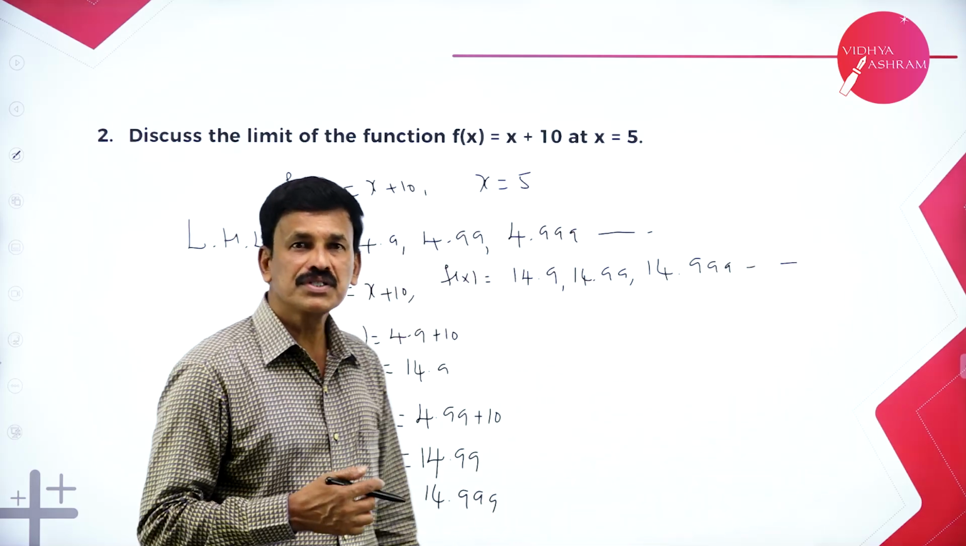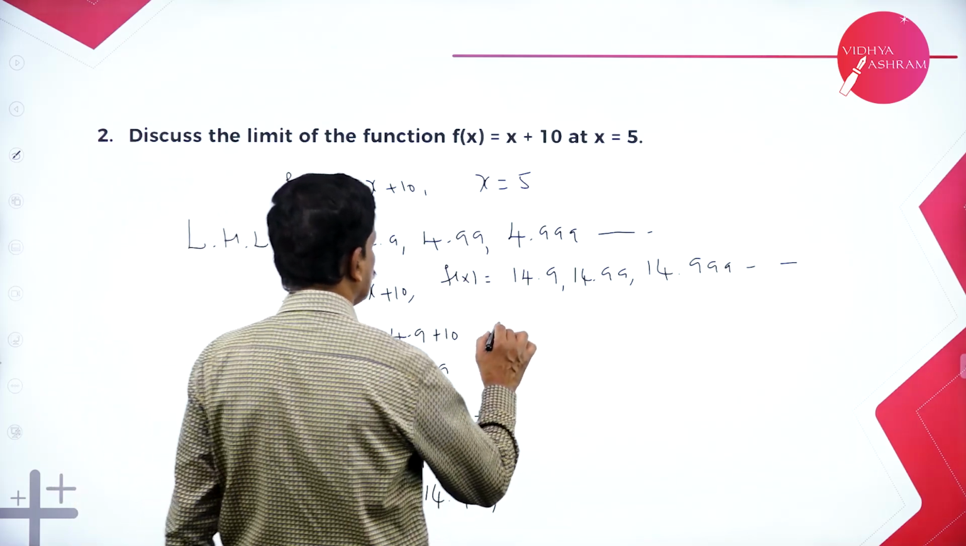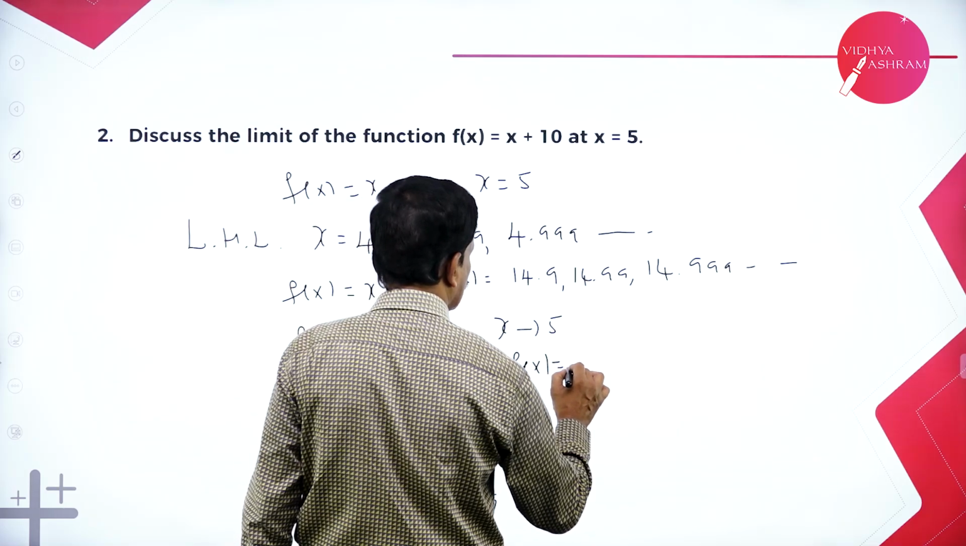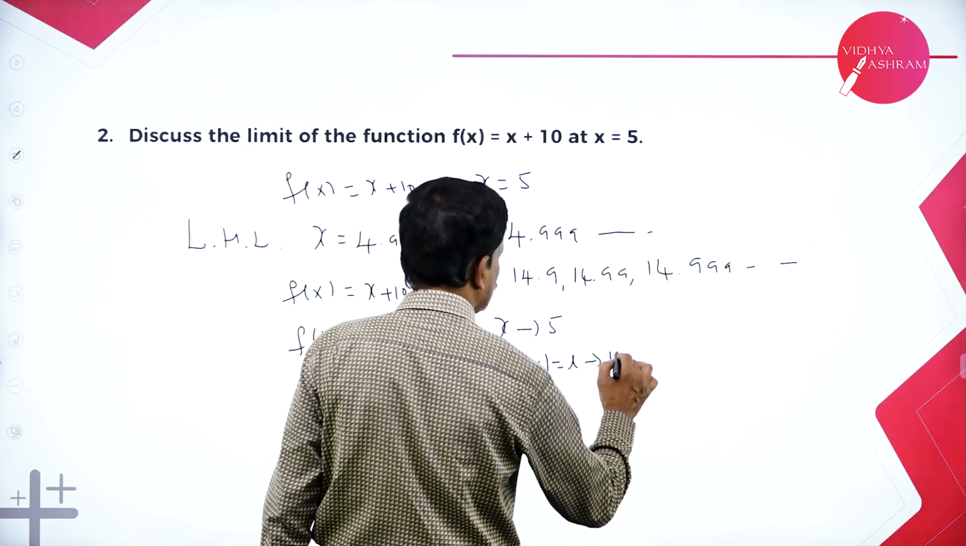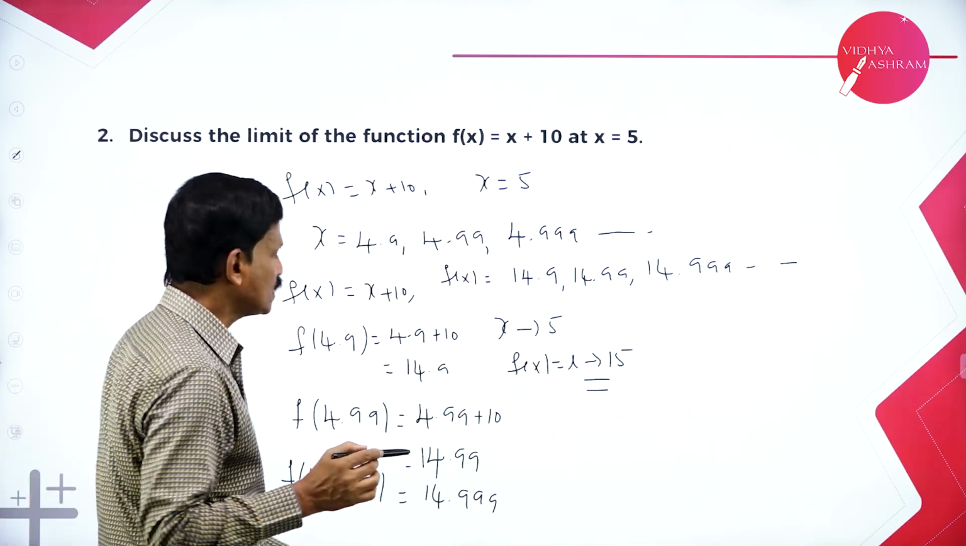Now what do you say? As x approaches a value nearly equal to 5, when x tends to 5, f of x, that's equal to L, tends to a value which is nearly equal to 15. That is the left hand limit. Now let us take the right hand limit.